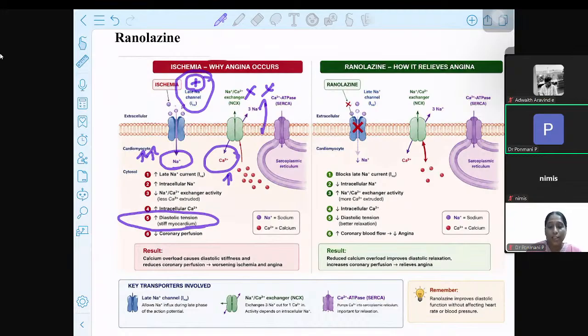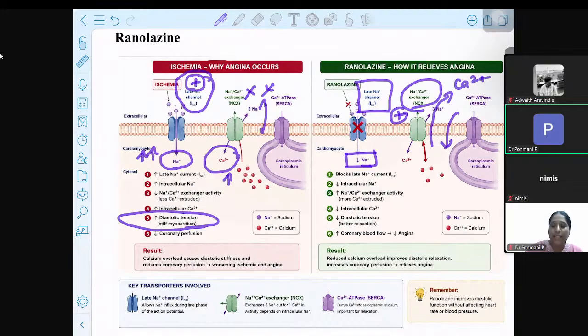What is ranolazine going to do? This ranolazine is going to inhibit the late sodium channels so that the intracellular concentration of sodium is going to decrease. Since the intracellular sodium concentration is going to decrease, this is going to stimulate the sodium calcium exchanger, and sodium is going to come from outside. In exchange for that, calcium will go outside. And since calcium has gone outside, what happens? There's going to be reduced intracellular calcium and reduced diastolic tension, better relaxation, and better blood flow, and hence the angina is going to get reduced.